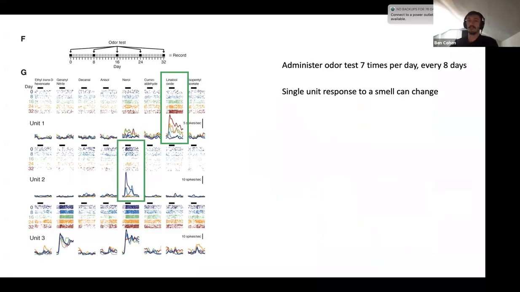So they do this odor test every 8 days. It's kind of confusing. There are eight odors that they administer to the mouse, and they administer them every 8 days. And on a day where they administer these odors, they do it 7 times throughout the day.